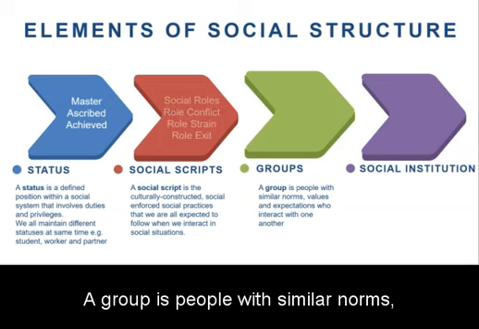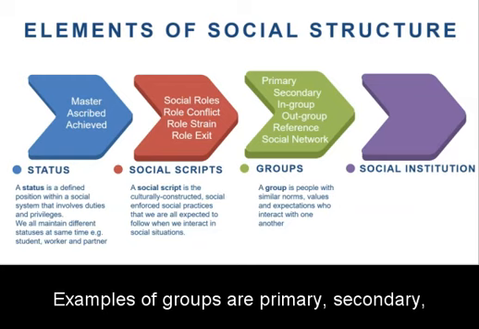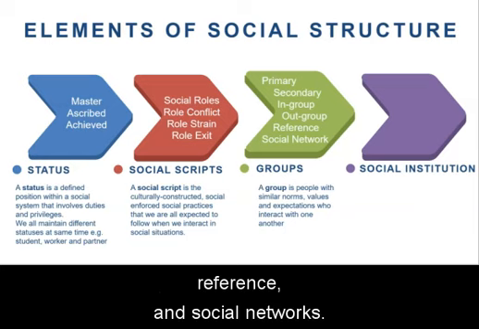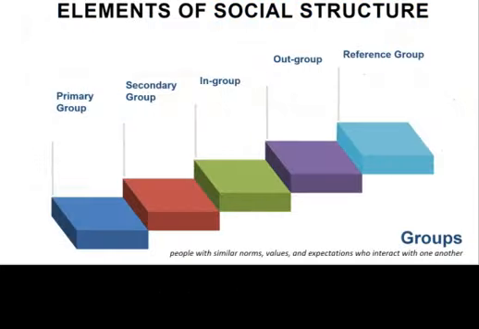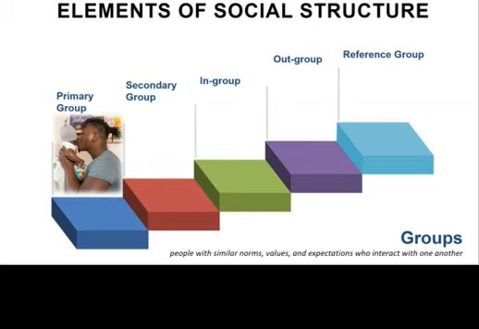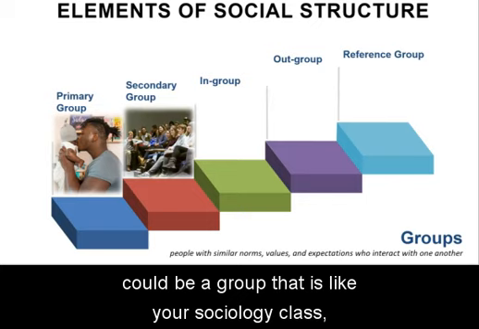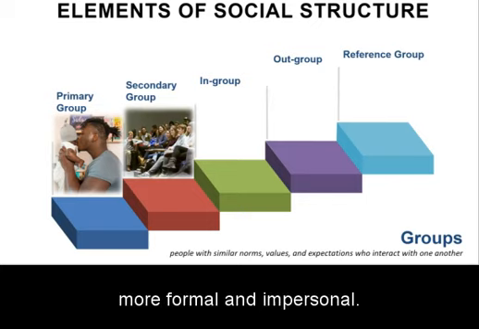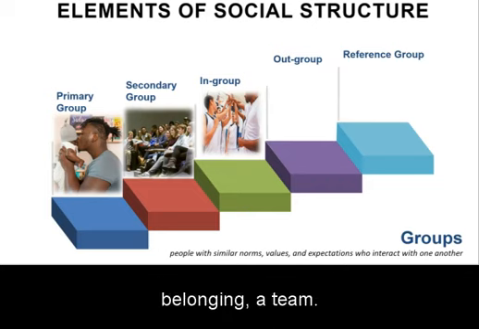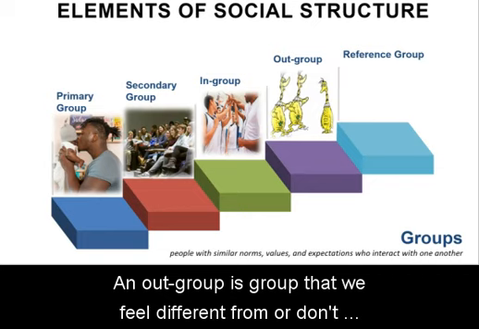Groups. A group is people with similar norms, values, and expectations who interact with one another. Examples of groups are primary, secondary, in-group, out-group, reference, and social network. So a primary group is a small, intimate group. For example, a family living in the same household. A secondary group could be a group that is like your sociology class, more formal and impersonal. In-group is a group in which you feel a sense of belonging, perhaps a team. An out-group is a group that we feel different from or don't feel we belong.